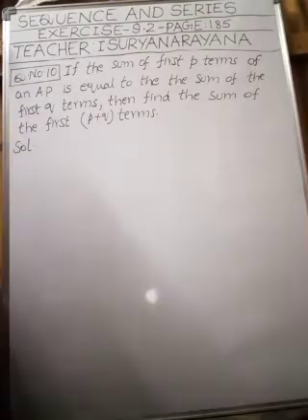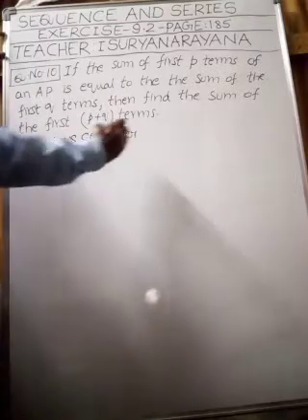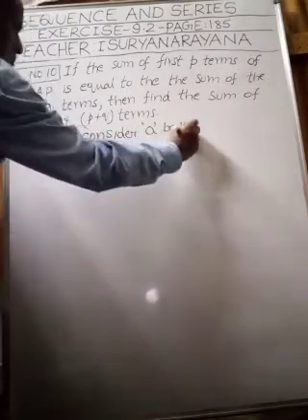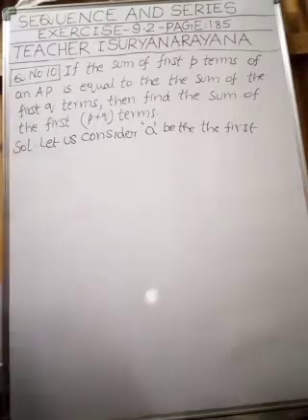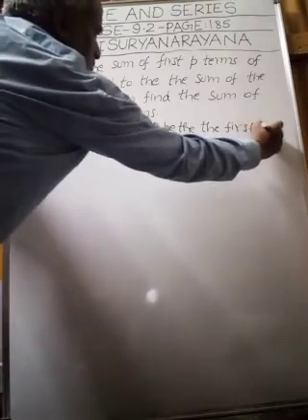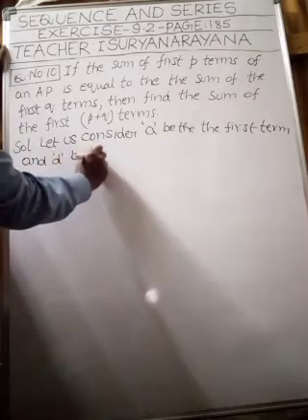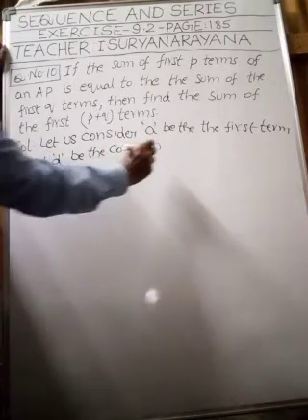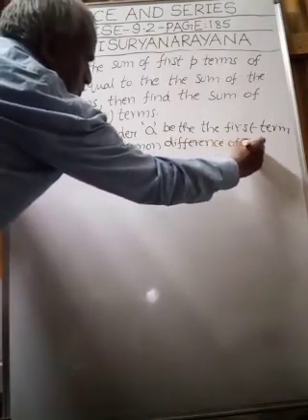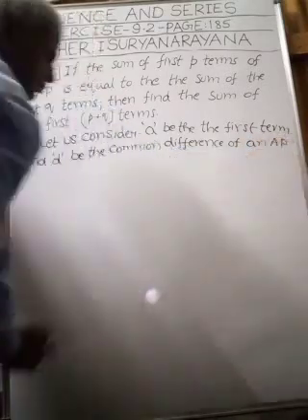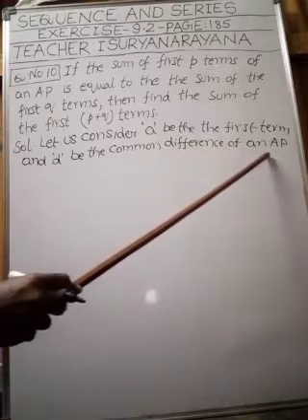Let us assume that A be the first term and D be the common difference of an arithmetic progression.